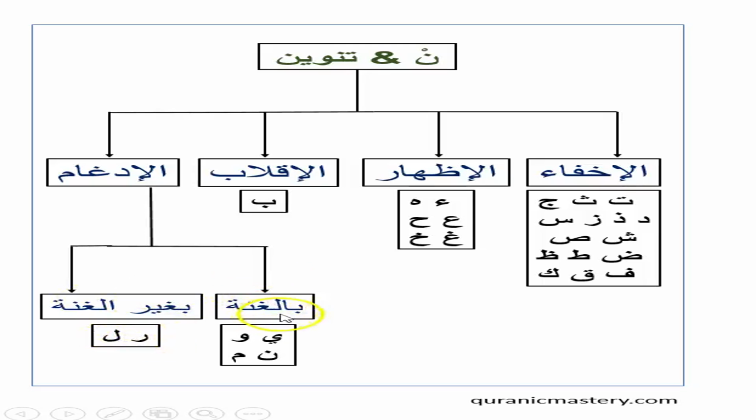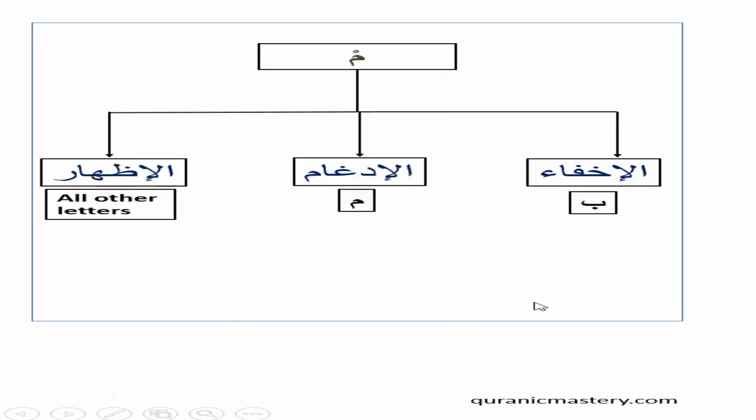Again, we can actually say that the Noon Saakin and Tanween into the Noon is al-mutamathilan, and the ya and the waw are al-mutaqariban, and so is the Meem. We can also say that the Noon Saakin and Tanween going into the ra and the lam, ra will be al-mutaqariban, and also so will the lam. So they will both be mutaqariban. These are some of the classifications of Noon Saakin and Tanween and how they can be reclassified.